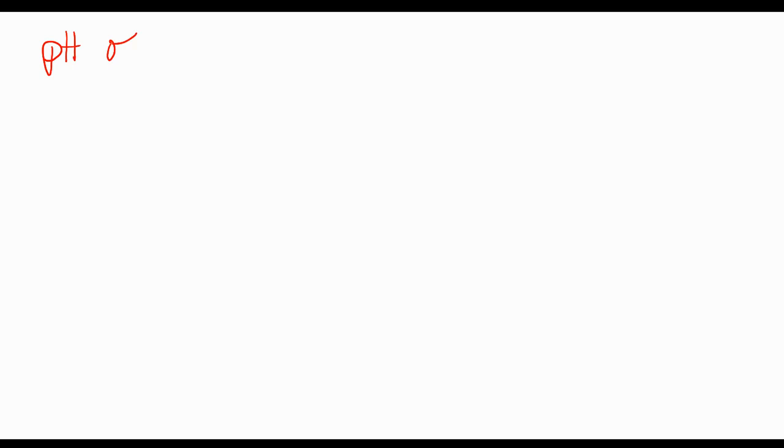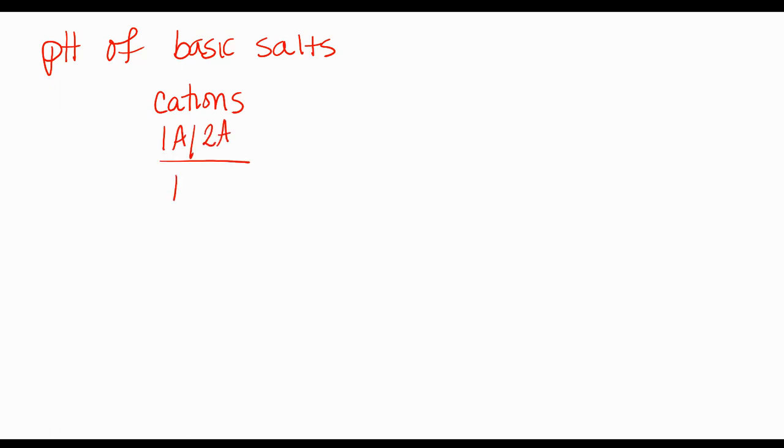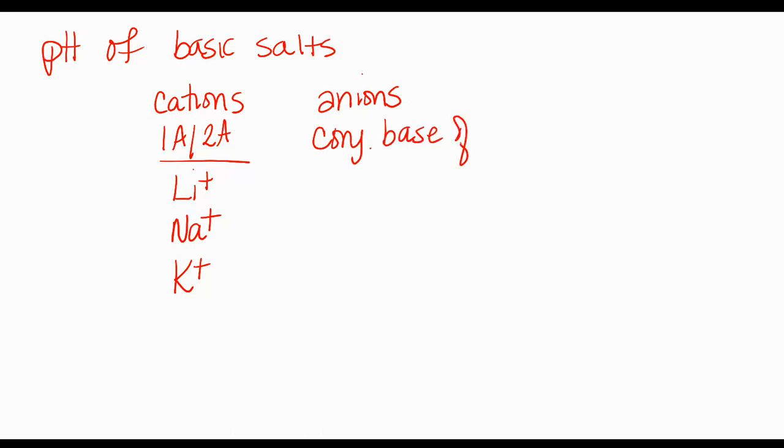pH of basic salts. So we're still going to have our cations from group 1A and 2A. Lithium ion, sodium ion, potassium. With our anions going to be the conjugate base of weak acid.